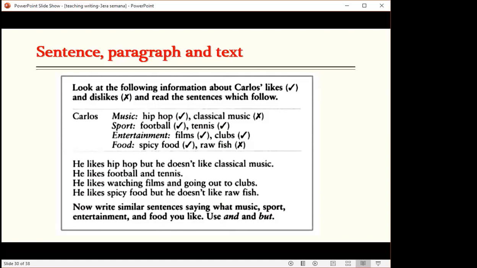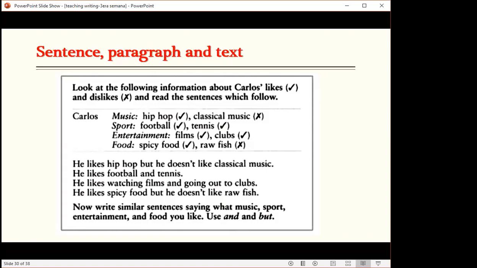He likes hip hop, but he doesn't like classical music. Notice, they are using the connector but. He likes football and tennis. He likes watching films and going out to clubs. He likes spicy food, but he doesn't like raw fish. Now, what are they going to do? Write similar sentences saying what music, sport, entertainment, and food you like. Use and and but.